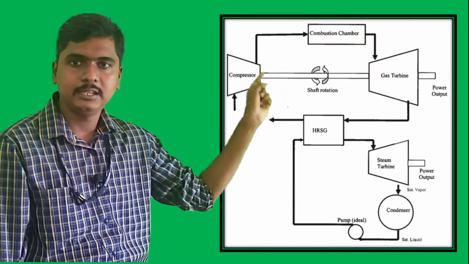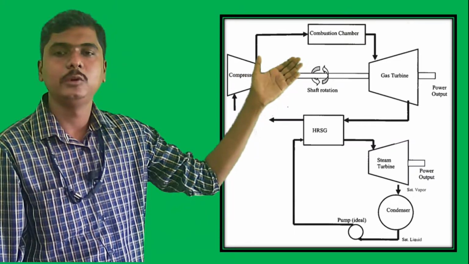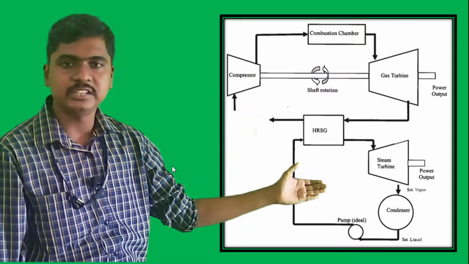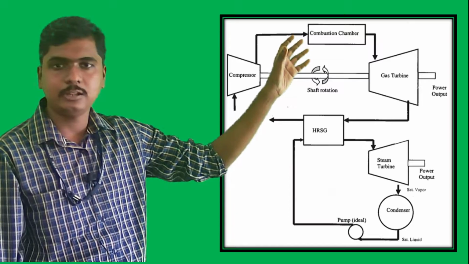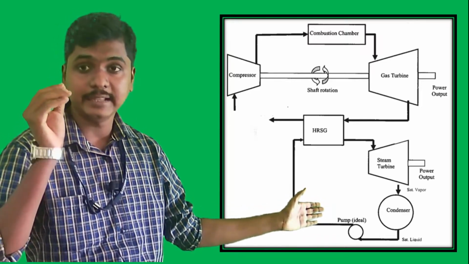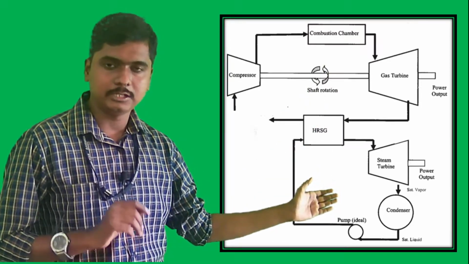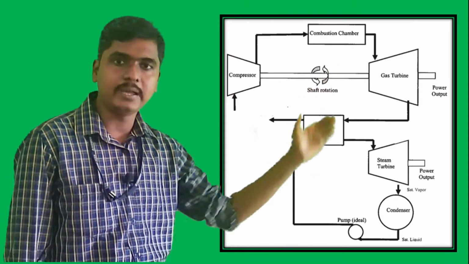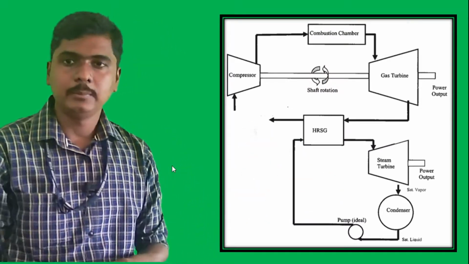First come to the first cycle. Here we have a compressor, which takes in atmospheric air. Here we are taking an open cycle gas turbine, and this is a steam turbine, a steam power plant. We are combining the open cycle gas turbine with a steam power plant. I think you might have studied the Rankine cycle. Open cycle gas turbine is the Brayton cycle, and the steam power plant works on the Rankine cycle. So here we combine the gas turbine power plant with a steam turbine power plant.